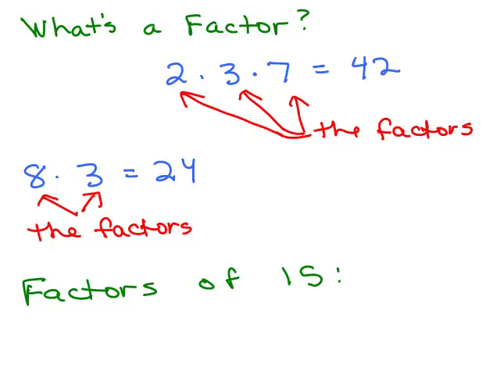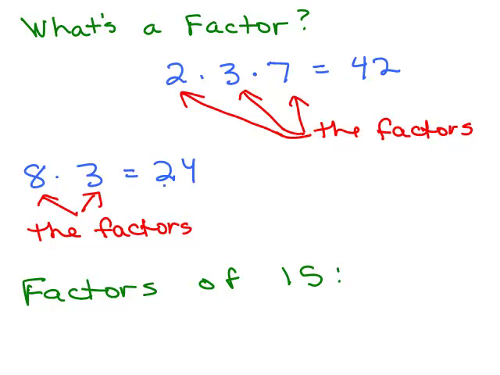What's a factor? Well, let's look at these problems. 2 times 3 times 7 equals 42. The factors are the things that are getting multiplied together. So 2 is a factor, 3 is a factor, and 7 is a factor in this particular problem.